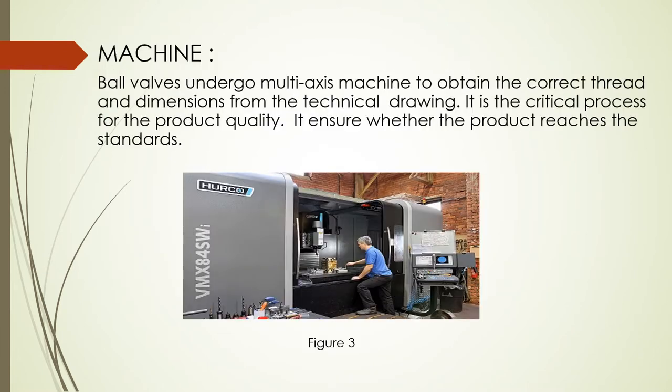Number 6, machine. Ball valves undergo multi-axis machining to obtain the correct thread and the dimensions from the technical drawing. It is the critical process for the product quality. It ensures whether the product reaches the standards. Okay, figure 3 is an example of a multi-axis machine.